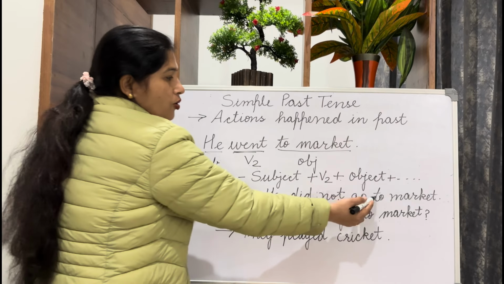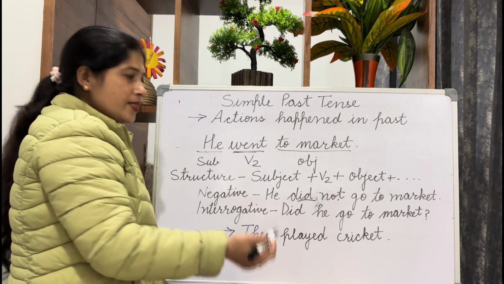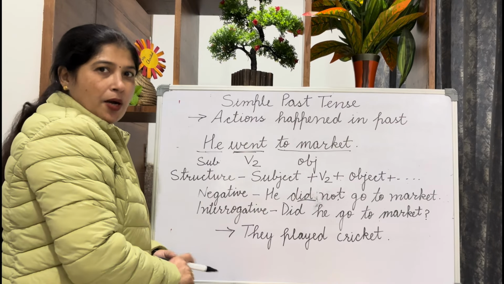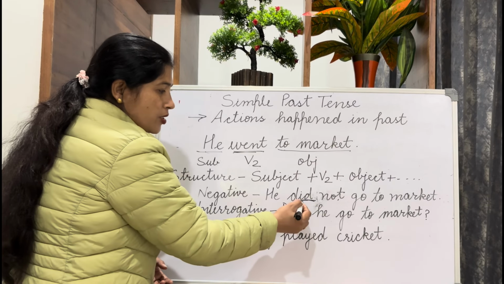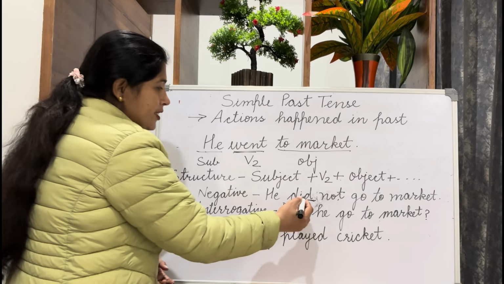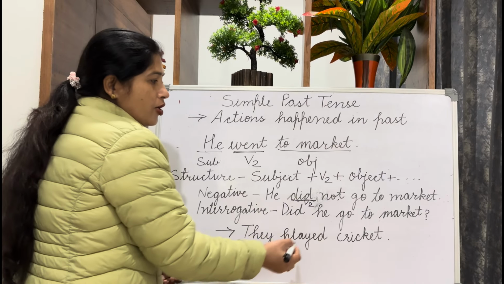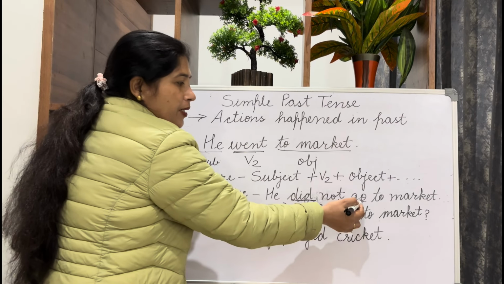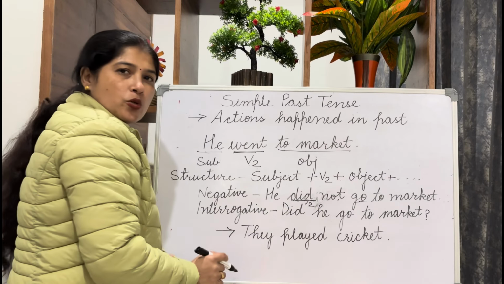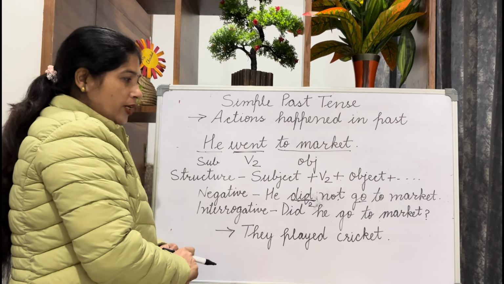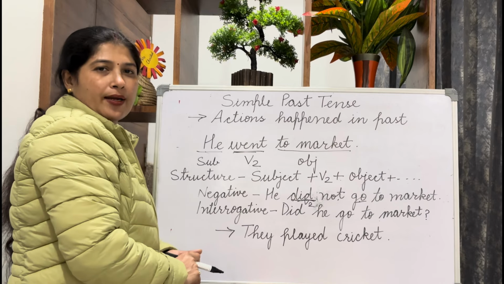He did not go to market. This is the negative of this sentence. But one thing you have to keep in mind, we have already used the past form of verb, second form of verb here. So, this verb will be base form. Here, this verb will be used in the first form only. This thing we have to keep in mind.